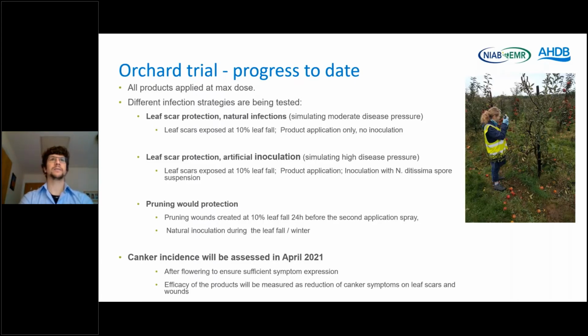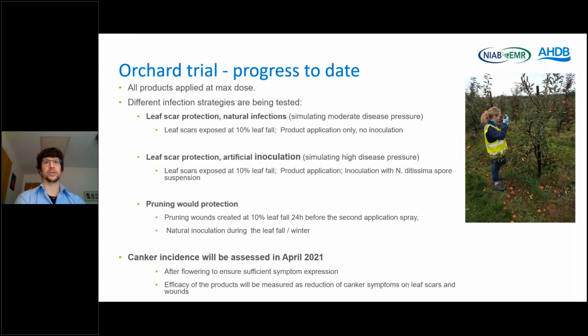One is leaf scar protection with natural infection. This is where we just expose leaf scars, and we count on the natural disease pressure, which is something that you would see in your own orchard. We have, just to cover our backs in case it's a particularly bad year or good year for canker, put in the trial artificial inoculation as well.